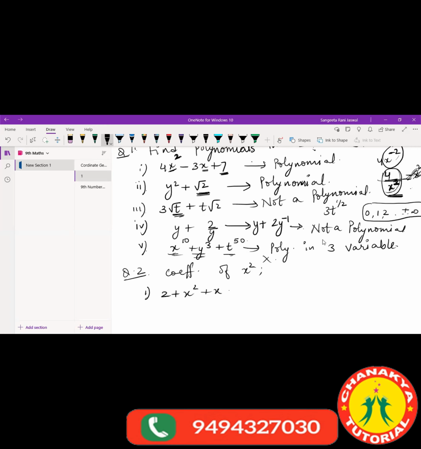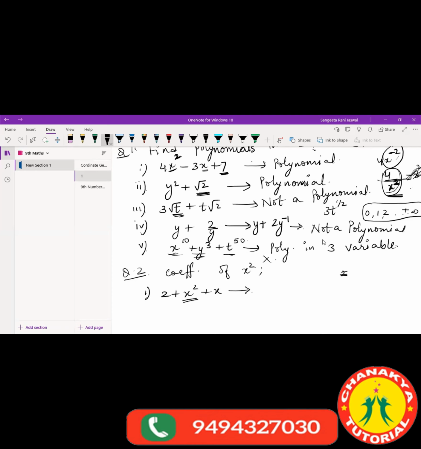Ma'am, the coefficients are 2 and x. So what is the coefficient of x square? Ma'am, 2 and x. Two and 2 comma x. No, ma'am, coefficient of x raised to 2 and x, right?